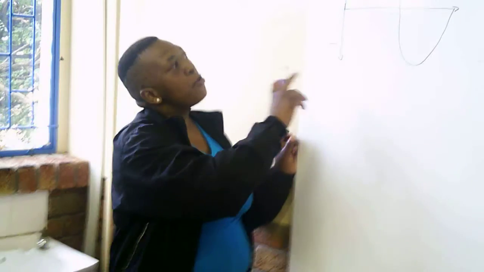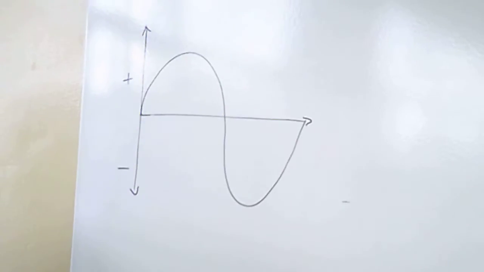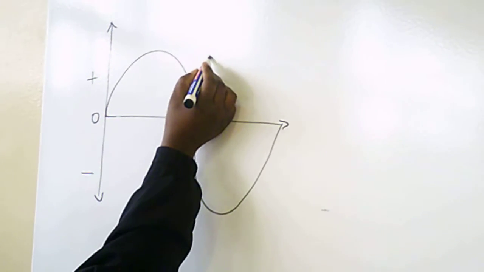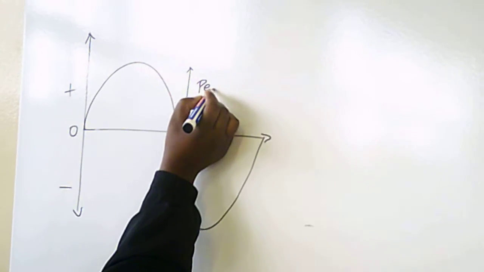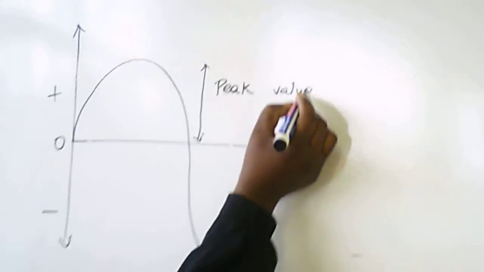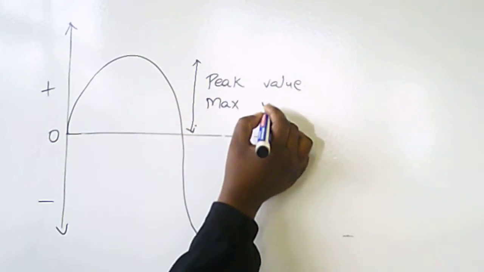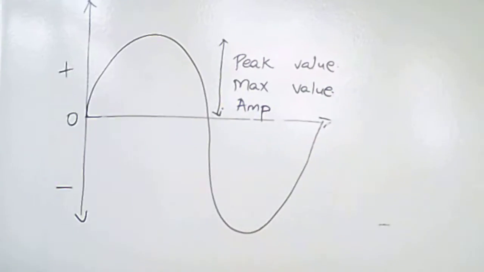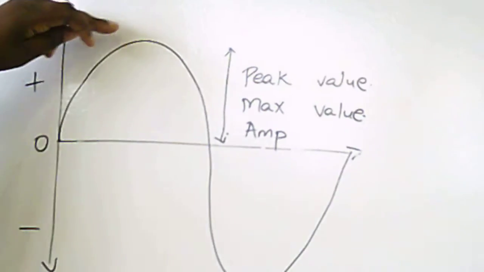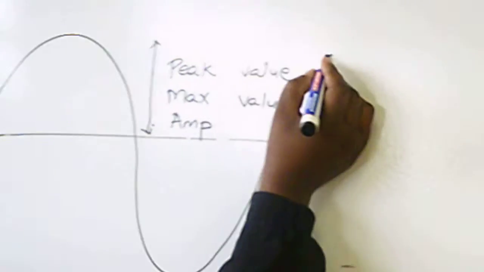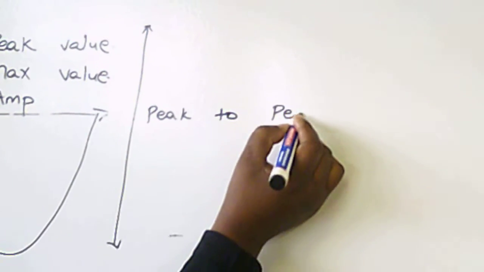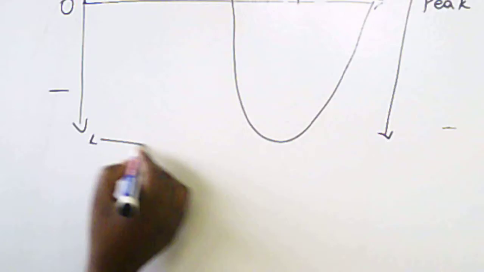But first, as a learner, you must be able to label this sine wave. When you measure from here, we have a 0. When you measure from 0 to your peak, we call this a peak value. We call it the maximum value, and also we call it the amplitude. Remember, the amplitude is the height measured from 0 to your peak. But when we measure from the positive to the negative, we are talking about peak to peak. When we measure horizontally, then we are talking about the period, the cycle.